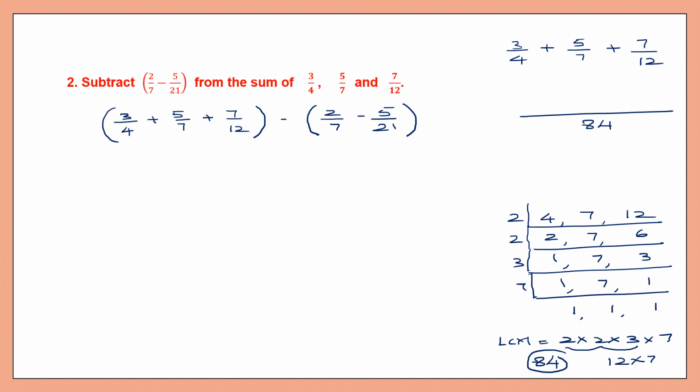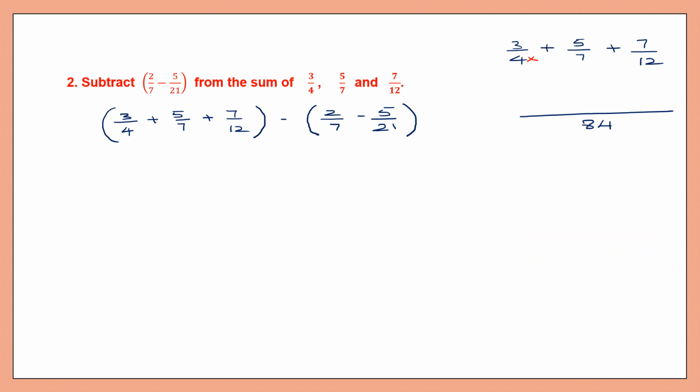So go to the first fraction, denominator is 4. 4 into what is 84? Now how do you find that? To find out what number that you multiply with 4 will give you 84, you have to just divide 84 by 4. 4 2s are 8, 4 1s are 4. That means 4 into 21 will give us 84. So let's write 21 here. So 4 into 21. So multiply 3 also by 21. So let's do that multiplication. 21 into 3. 3 1s are 3, 3 2s are 6. So this is 63. Our first numerator here is 63.